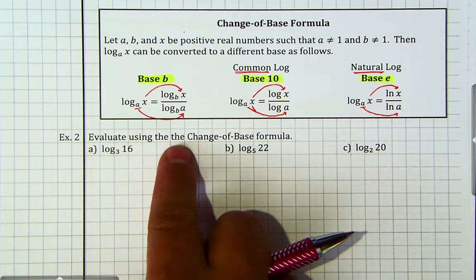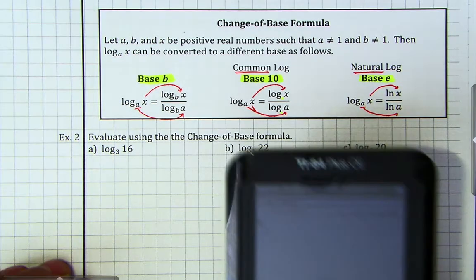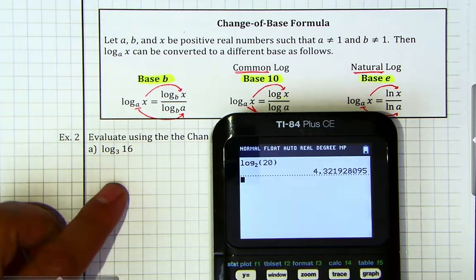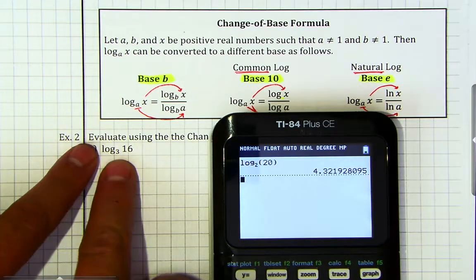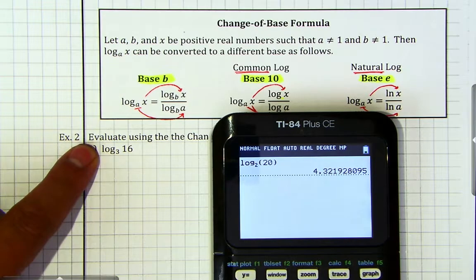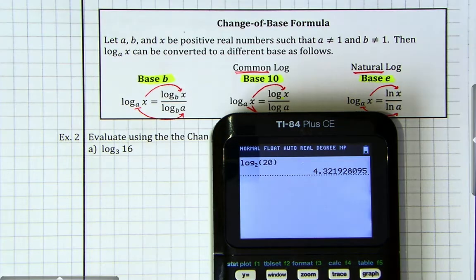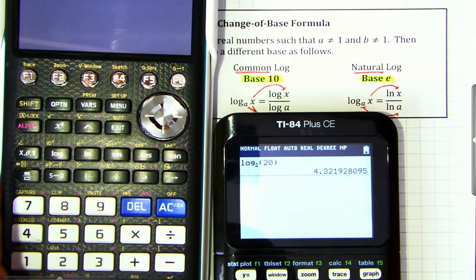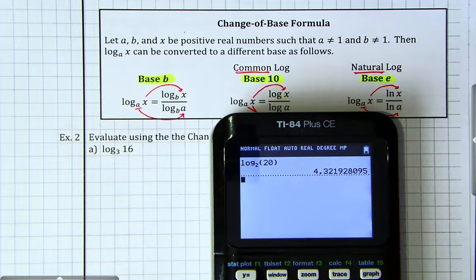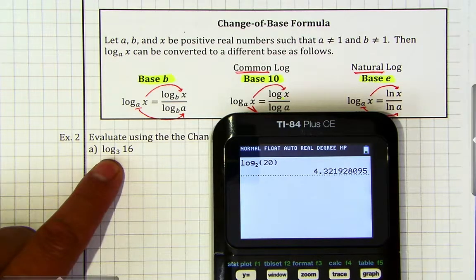Evaluate using the change of base formula. Like I said before, if you have an older TI-84, or if you have a different calculator, before they didn't have this on your calculator. Notice that there's not even a key for it. Some of your calculators, if you have a Casio, they do have it. Some of the scientific calculators will have a key for it.